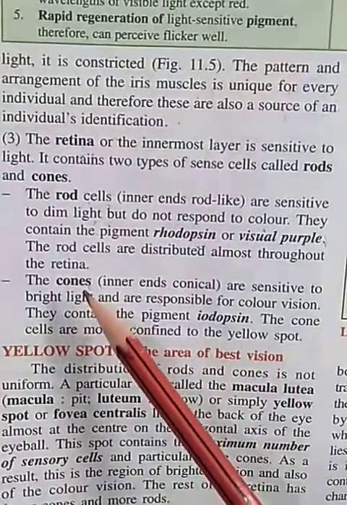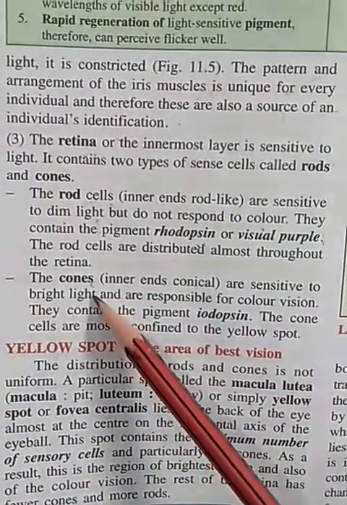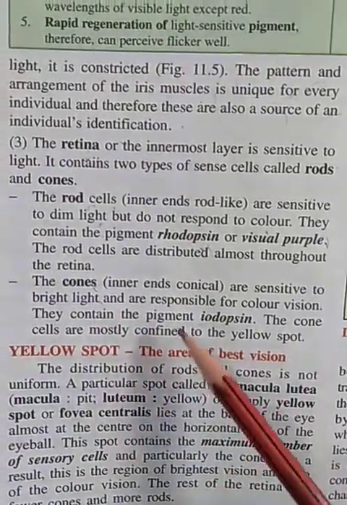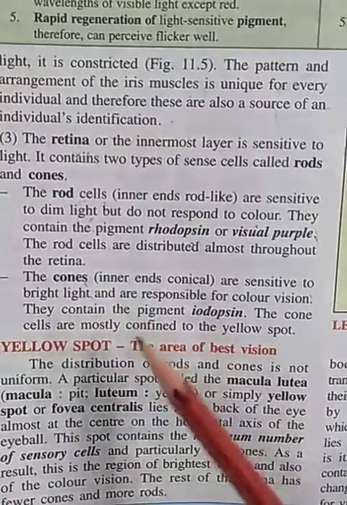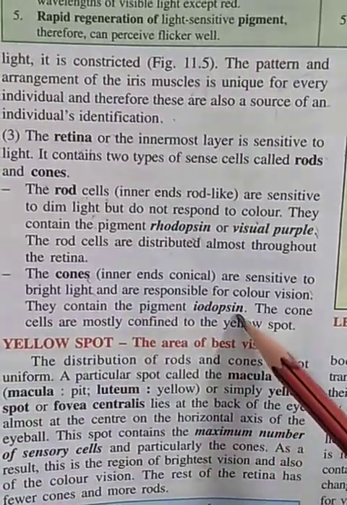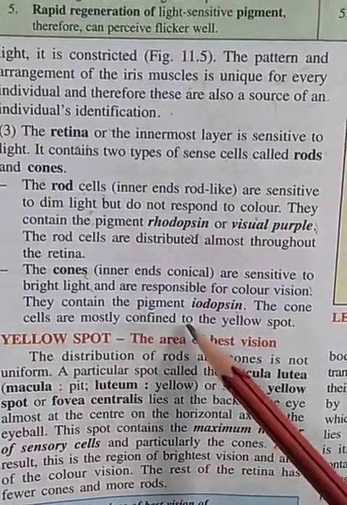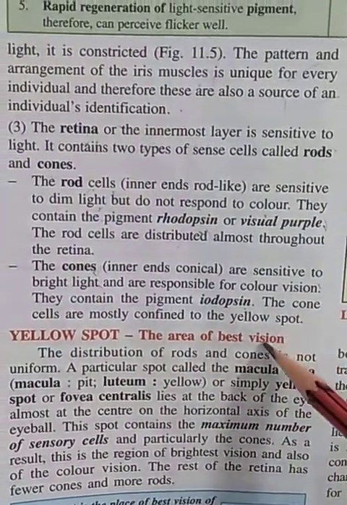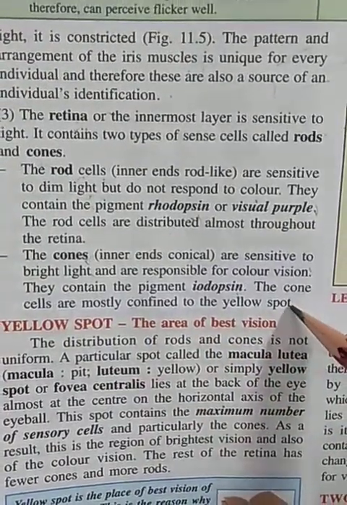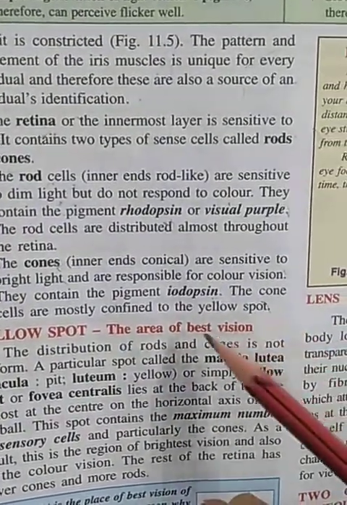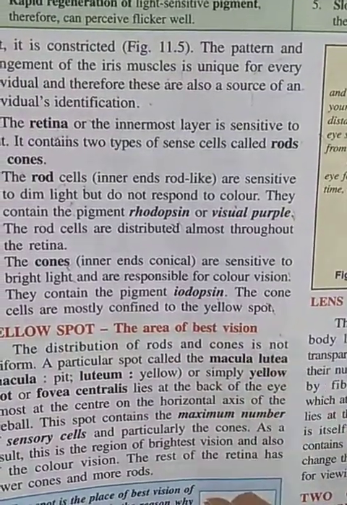The other cells, called the cone cells, are sensitive to bright light, meaning they work in bright light, and they are responsible for color vision. These cone cells contain a pigment known as iodopsin, and the cone cells are mostly confined to the yellow spot, meaning the maximum number of cone cells is found in the yellow spot. So that's why the yellow spot is known as the area of best vision.